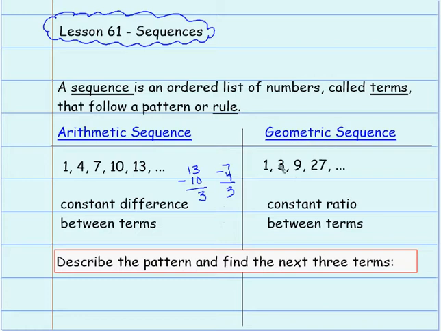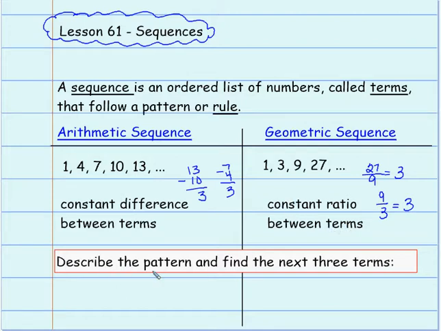In a geometric sequence, it looks like this: 1, 3, 9, 27, and so on. There is a constant ratio between the terms. So if I take one of the terms and divide it by the previous term, I get a value. If I take another term and divide it by the previous term, I should get the same value. Okay, so in an arithmetic sequence, there's a constant difference between terms, and in a geometric sequence, there's a constant ratio between the terms.